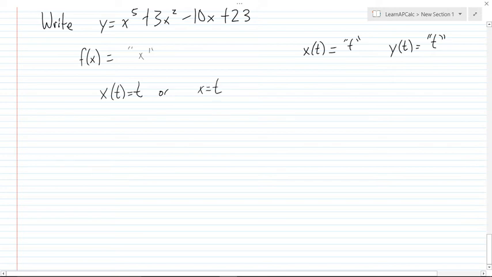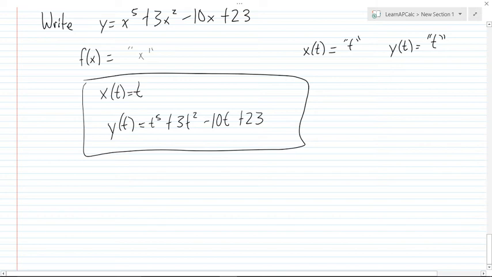And now if you see in this equation that x is just t, we can say y of t equals this equation, except writing it with t's. So t to the 5th plus 3t squared minus 10t plus 23. And so here are our parametric equations. Now note that here we had a function, so I have y equals. So that made it really easy. I could just say x of t equals t, and then rewrite the original with just t's.